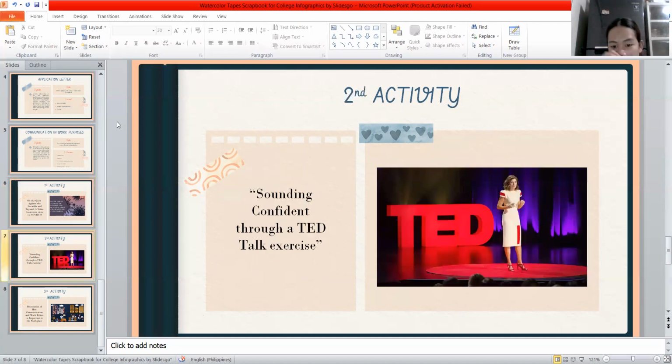The second one is the TED Talk entitled "Sounding Confident Through a TED Talk Exercise." This is one of the activities that I really love, because in a TED Talk we are able to express what we feel, to deliver the message that we want to convey, and also the feelings or emotions that we have. We are able to express that.